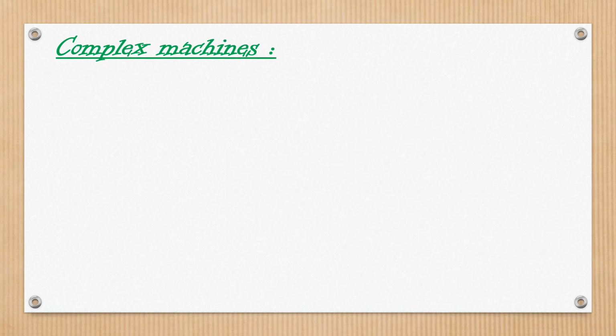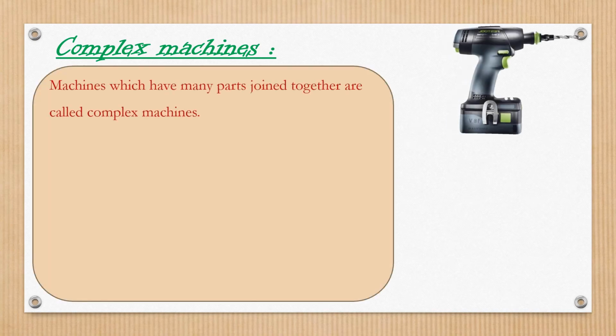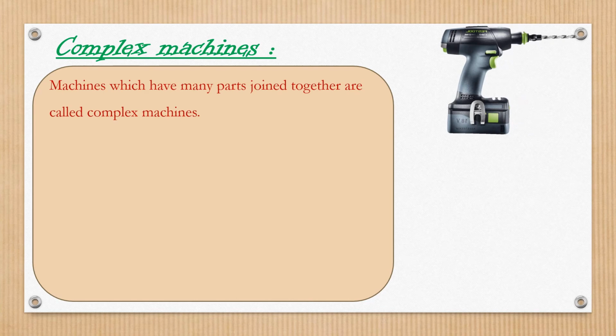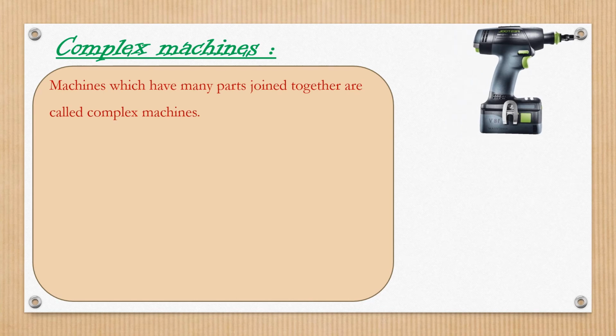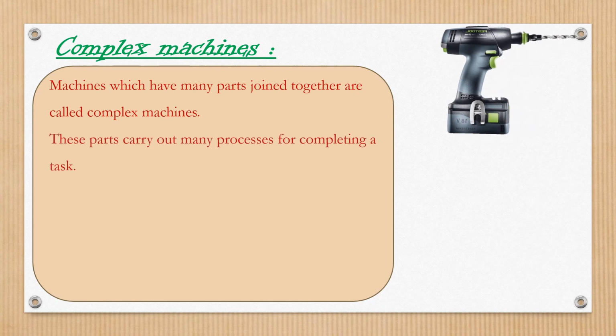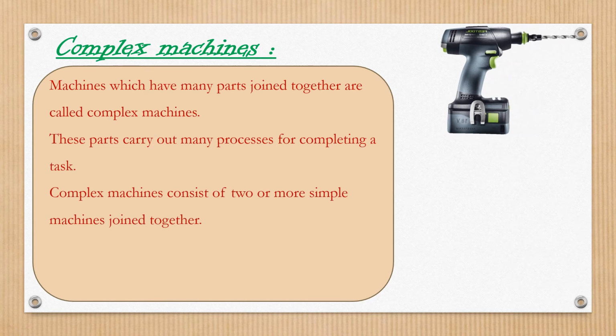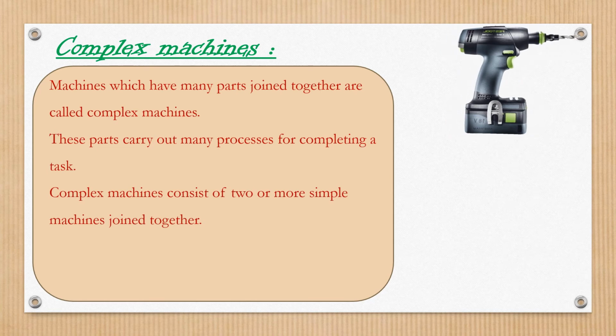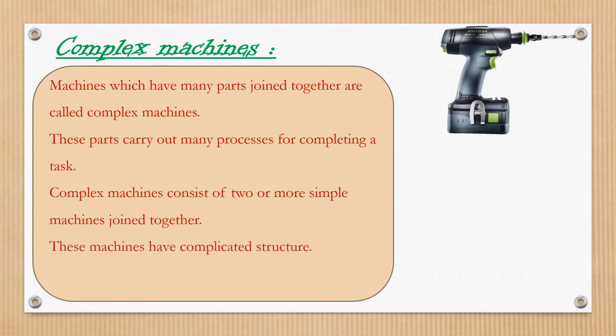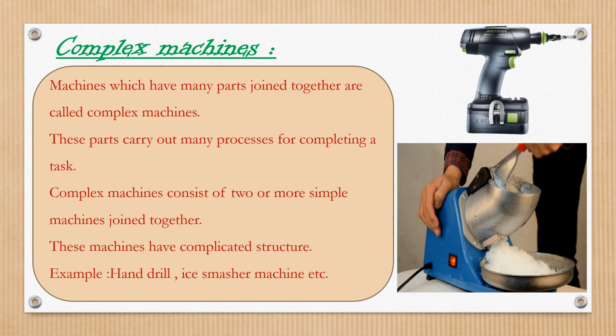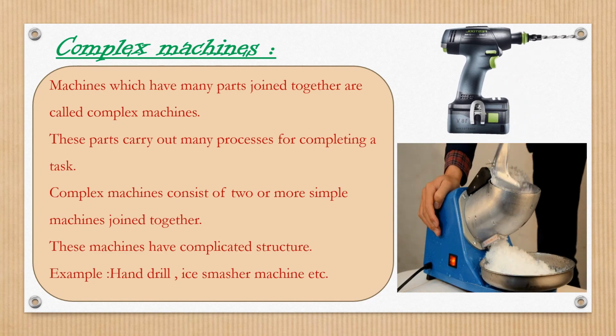Now let's learn about complex machines. Now what are complex machines? Machines which have many parts joined together are called complex machines. These parts carry out many processes for completing a task. And complex machines consist of two or more simple machines joined together. These machines have a complicated structure. Examples of complex machines are hand drill, ice smasher machine, etc.